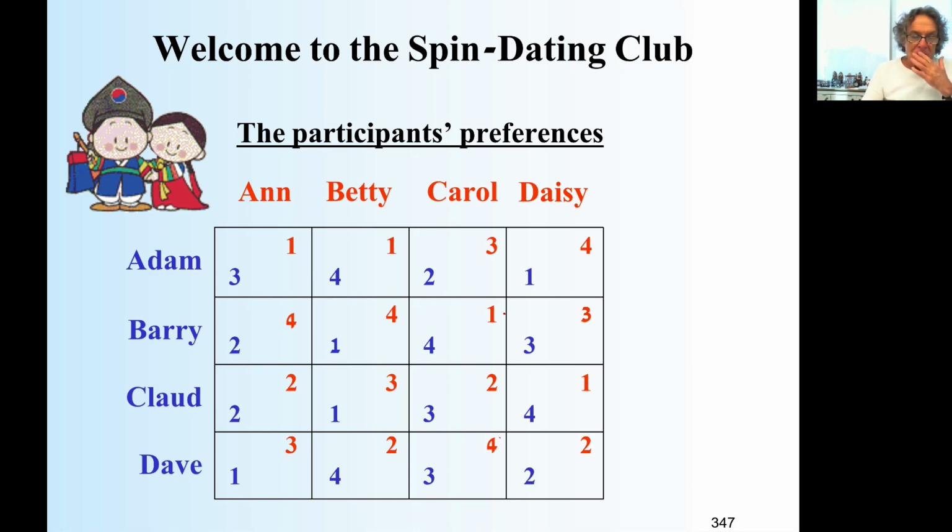Okay, so you get an example, and we now need to match. Let's say Adam should get someone, then Barry, then Claude, then Dave. So this is an interesting question. In general, you may have any number of boys and any number of girls, you may have 50 boys and 71 girls, or the opposite, or balanced, 50 boys and 50 girls. Is there a good way to match them?